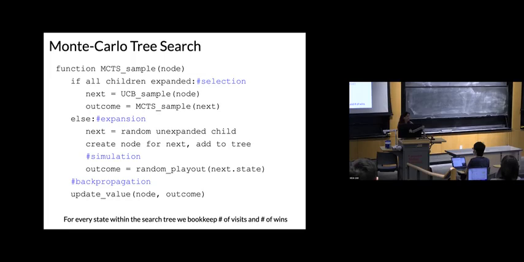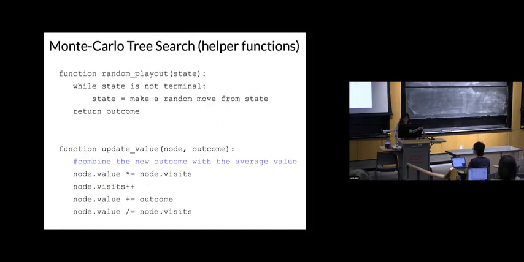And once you expand the unexpanded child, this always happens on the frontier. And from then onwards, you play randomly. And I'm going to show you now a nice picture of that. So random playout is what? If the state is not terminal, you just keep playing and sampling actions from the random policy. That's all this means. And update value means what? You go back and update, for the states that you have visited, the visitation count as well as their value.